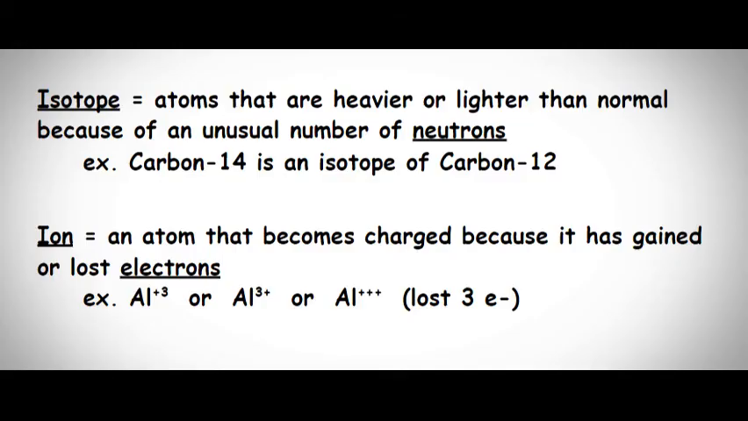Next, I have a couple of definitions on there that you need to remember. An isotope and an ion, you need to know the difference between these two. Remember, isotopes have to do with atoms that are heavier or lighter than normal. It happens in nature, and it's just because they have a weird number of neutrons. An ion is an atom that has gained or lost electrons so that now the positives and the negatives don't match up. That's where the charge comes from.